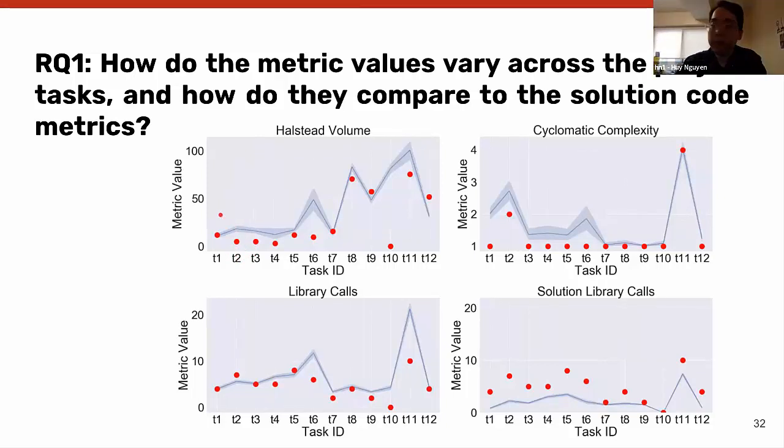So we see that for the first three metrics, Halstead volume, cyclomatic complexity, and library calls, while the line plots have different patterns, they all have peaks at task number 6 and number 11, which imply that to students, these are the more complex tasks in the project. The solution code metric for task 11 is also high. So this task was indeed intended to be challenging. On the other hand, if we look at task number 10, then we see that the solution code metric is pretty low, but the student code metrics are pretty high.